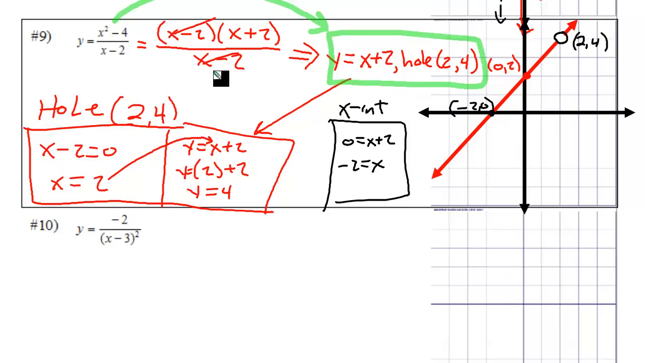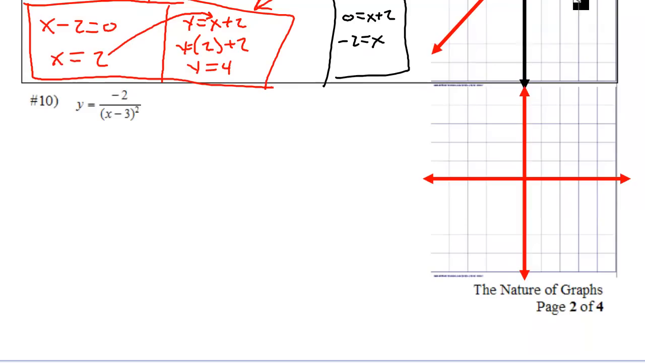That's it for number 9. Once again, once you simplify it, you're just graphing a line that has a hole in it. Just is in disguise here. It's a transformer. It's in disguise, more than meets the eye.